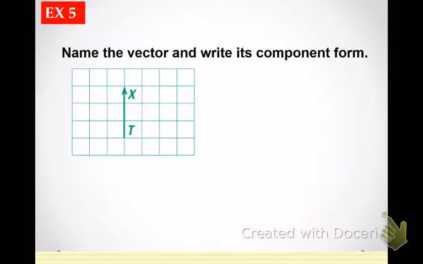Name the vector and write its component form. Take a second and think about it. Start the video back up and see if you're right.